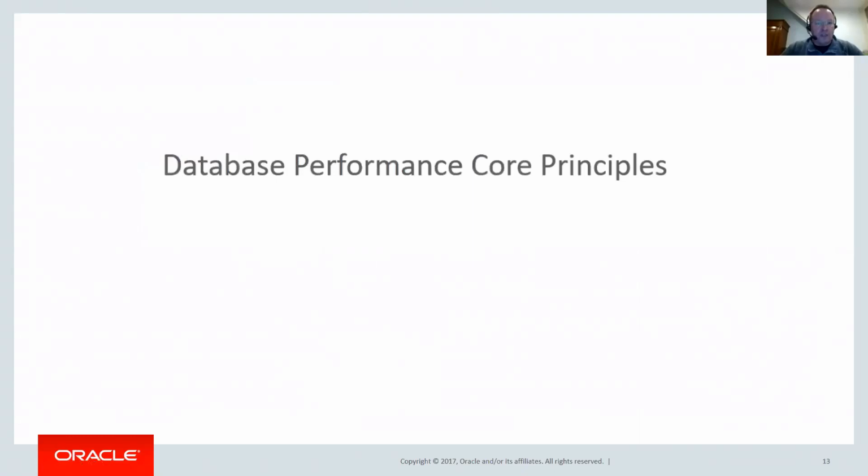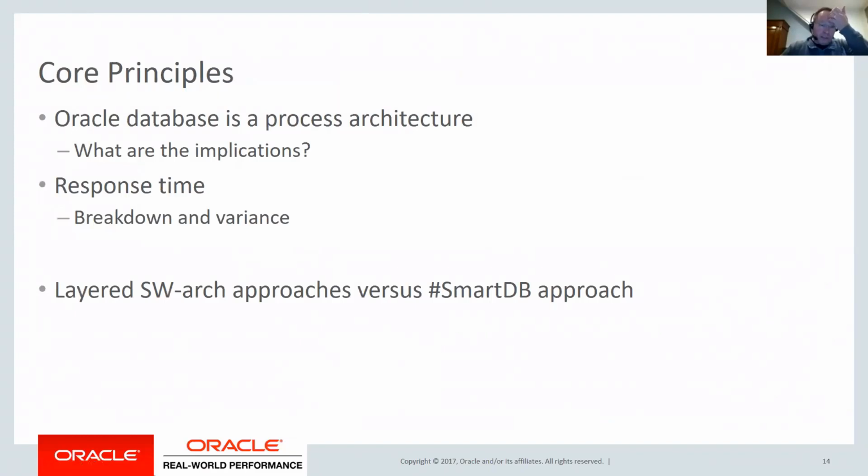Let's now move on to some database performance core principles. And this is actually stuff that you might have had when you were going through your formal education. But let's touch on these anyway and make sure we are all aware of them. Now, the thing to realize is that the Oracle database is a process architecture. And the fact that the Oracle database is a process architecture, where for each session there is a foreground process that services database calls, this fact has implications that I want to talk about.